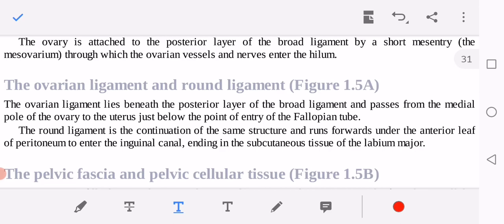Okay, next is the ovarian ligament and the round ligament. The ovarian ligament lies beneath the posterior layer of the broad ligament and passes from the medial pole of the ovary to the uterus, just below the point of entry of the fallopian tube. The round ligament is the continuation of the same structure and runs forward under the anterior leaf of the peritoneum to enter the inguinal canal, ending in the subcutaneous tissue of the labium majus.